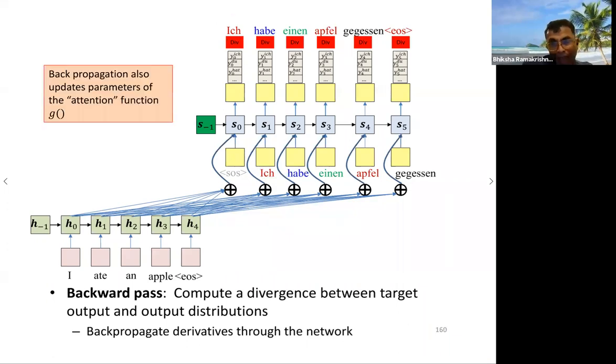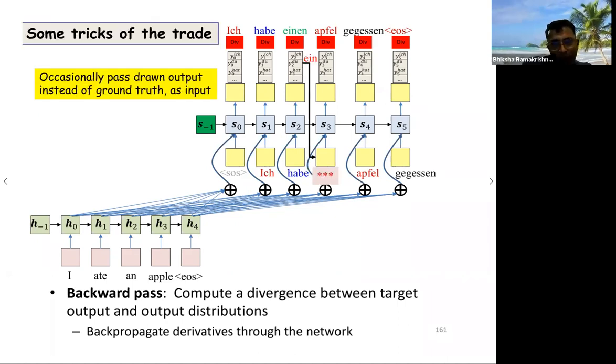Now, backpropagation over here won't just compute the derivatives for the network parameters of the encoder and decoder. It's also going to update the parameters for any attention function that we use to compute these attention weights. Gradient descent will take care of all of this.